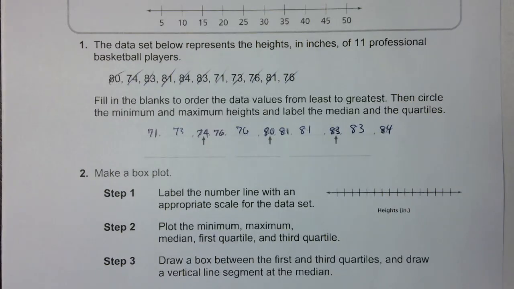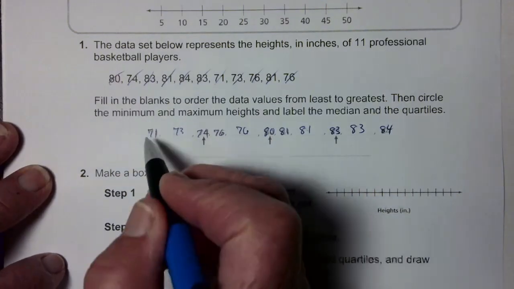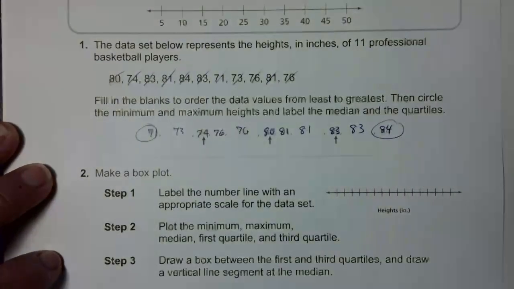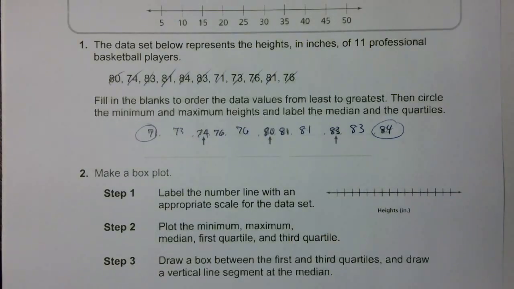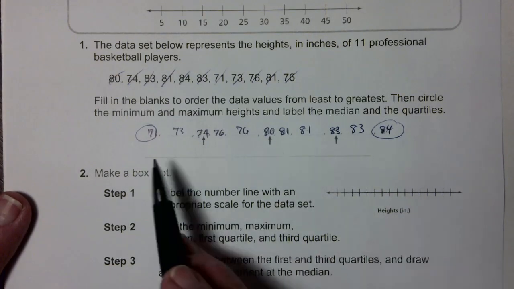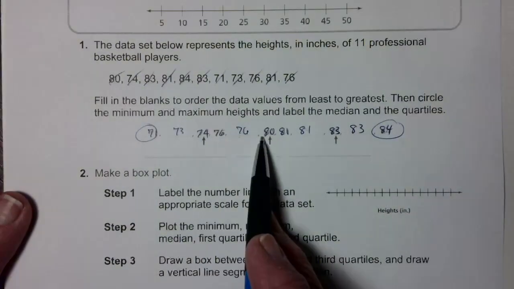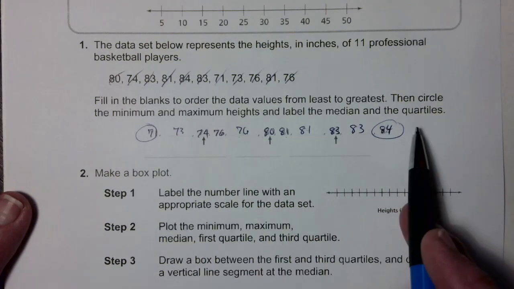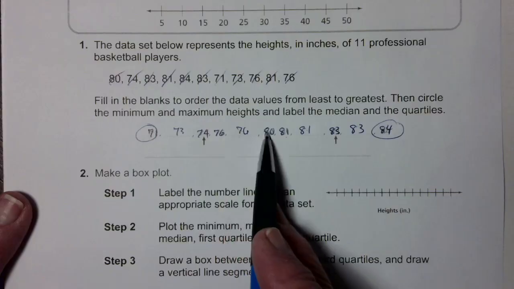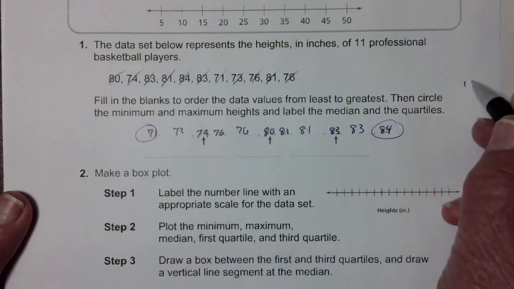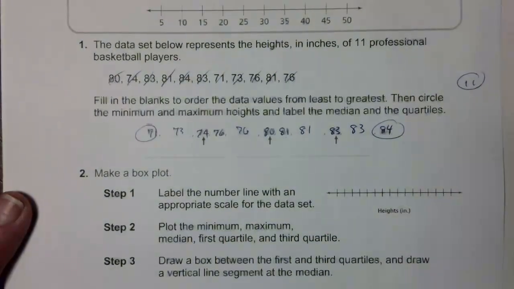Fill in the blanks to order the data values from least to greatest. Then circle the minimum and maximum. So here's our min, here's our max. Label the median and the quartiles. So we had 15. So 1, 2, 3, 4, 5, 6, 7. No, we didn't have 15. 1, 2, 3, 4, 5, 6, 7, 8, 9, 10, 11. We had 11. So we've got 5 and 5.